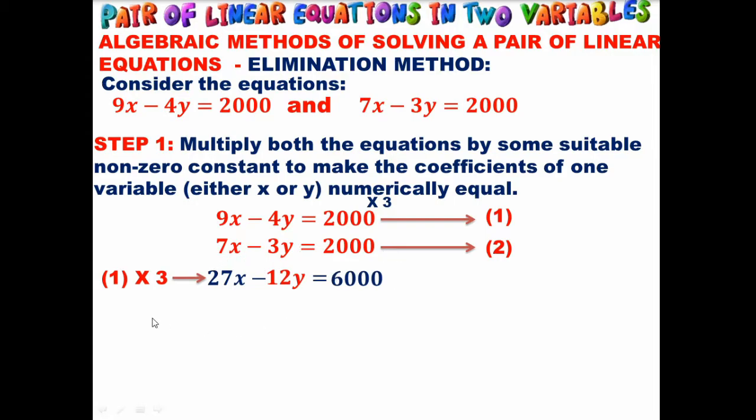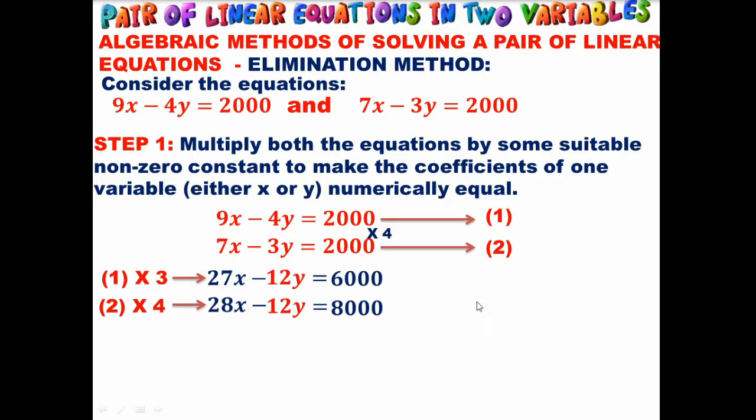Similarly, I am going to multiply the second equation throughout by 4, so that I get 7x into 4, 28x, minus 3y into 4, minus 12y, and 2000 into 4, 8000. So this is our first step, that is, multiply both the equations by suitable non-zero constants. The first equation I have multiplied by 3, the second equation by 4, to make the coefficients of one variable numerically equal, and I have made the coefficients of y numerically equal. So I am done with the first step.